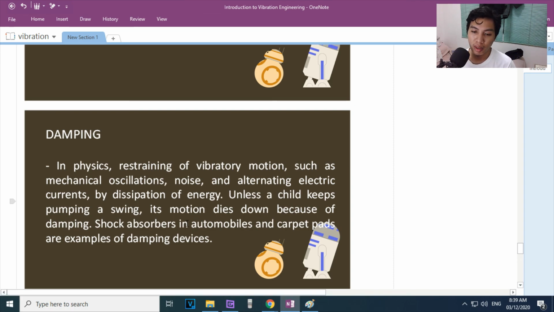Unless a child keeps pumping a swing, its motion dies down because of damping. Pag nagkaroon ka, shock absorber. In automobiles and carpet pads, pagdating ng mga floors mo. Para yung wood floors mo, hindi masira agad katatapak.